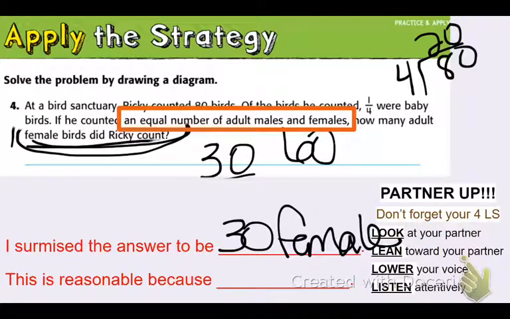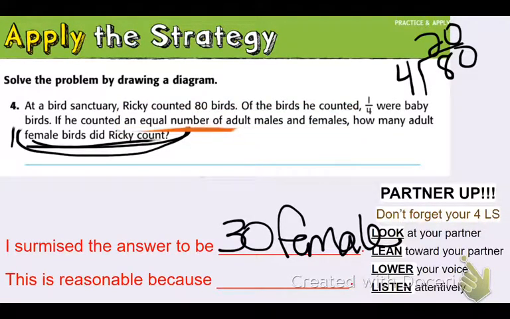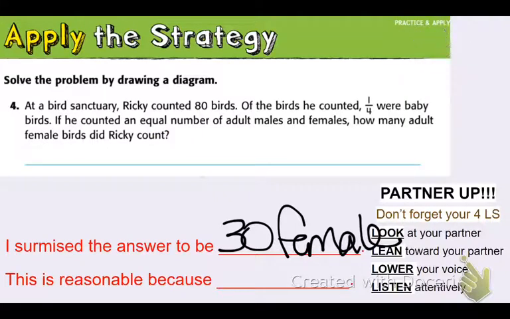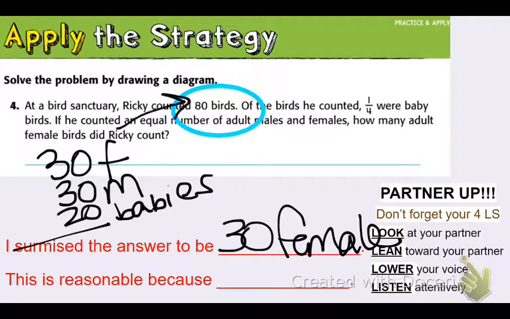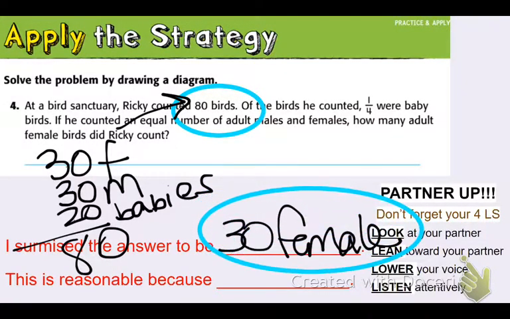Can I see if it's reasonable? Well, I know 80 is the magic number. That's how many birds there were total. And I think there were 30 female, 30 male, because it's an equal amount, and 20 babies. So if I add all of these up, I should get that 80 to see if my answer makes sense. 3, 6, yeah, I got 80. So I know that 30 out of the 80 are female birds.